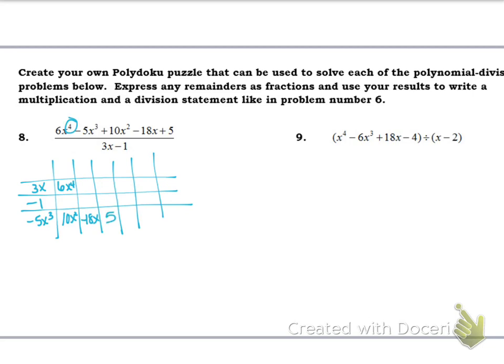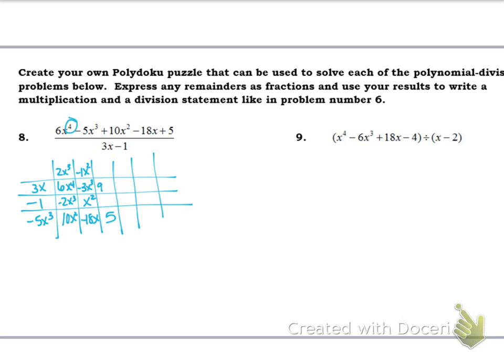Alright, so multiplies to 3x to get 6x to the 4th. It is 2x cubed. This gets me negative 2x cubed. Add it, I have to have a negative 3x cubed. Multiplies by 3x to get a negative 3x cubed. It's a negative 1x squared. When I multiply down, that gets me x squared.